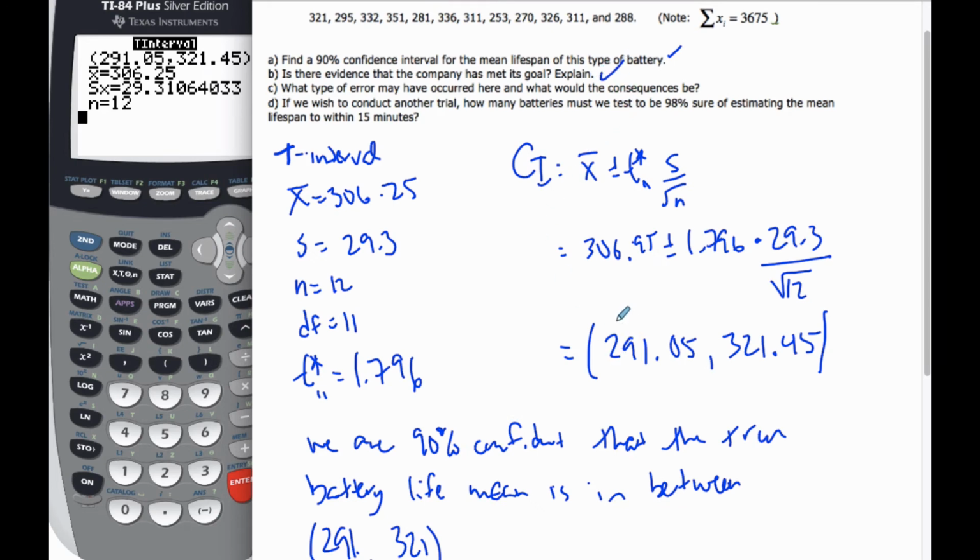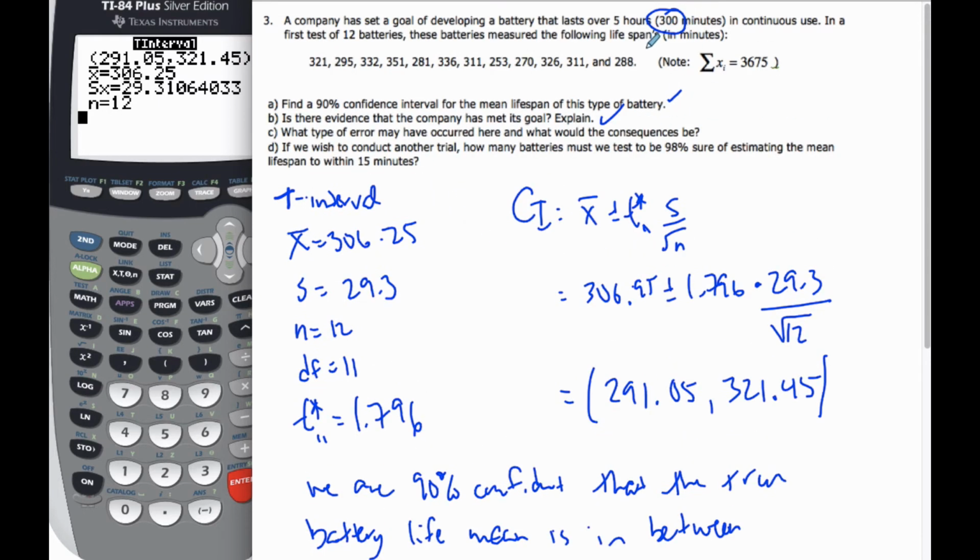Now, we are only 90% confident that the true value of the mean is in here. And so if we would repeat this experiment with more batteries numerous times, only 90% of those confidence intervals would actually capture the true mean of the population. We don't know if this is part of the 90% or part of the 10% that does not capture the mean. And so we never know if it's there or not. We just have faith in our statistics and our calculations.